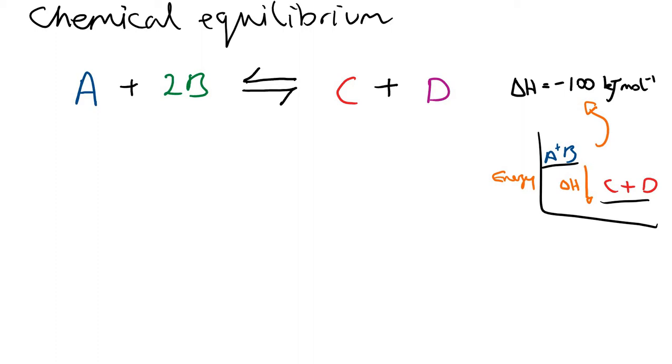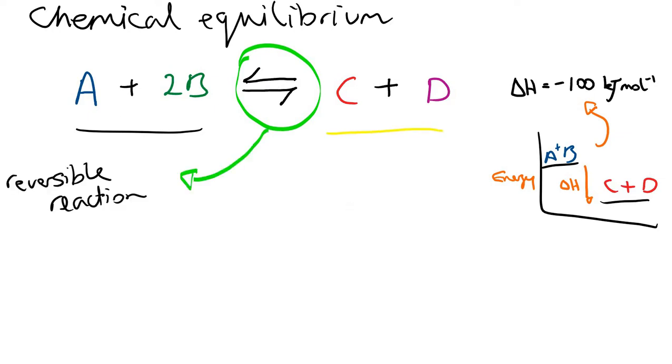Now let's discuss this reaction. First of all, we notice that we have a different arrow. We don't have our conventional arrow from reactants going to products. These are our reactants and these are our products. These arrows stand for what is known as a reversible reaction. This is basically a reaction where products can, under certain conditions, turn back into reactants.